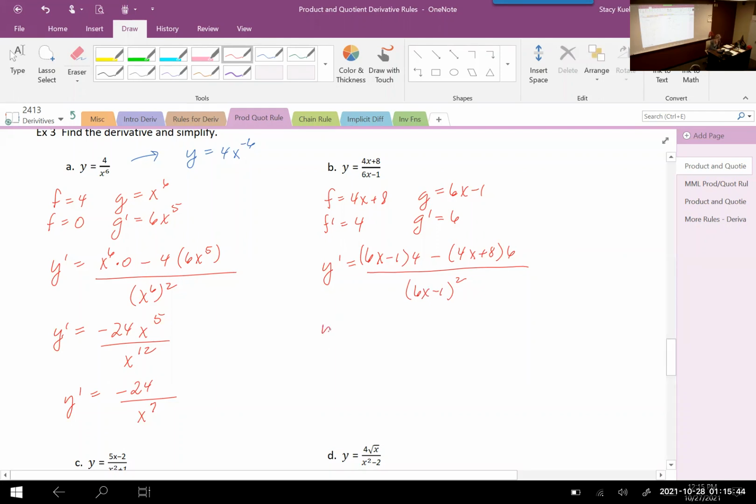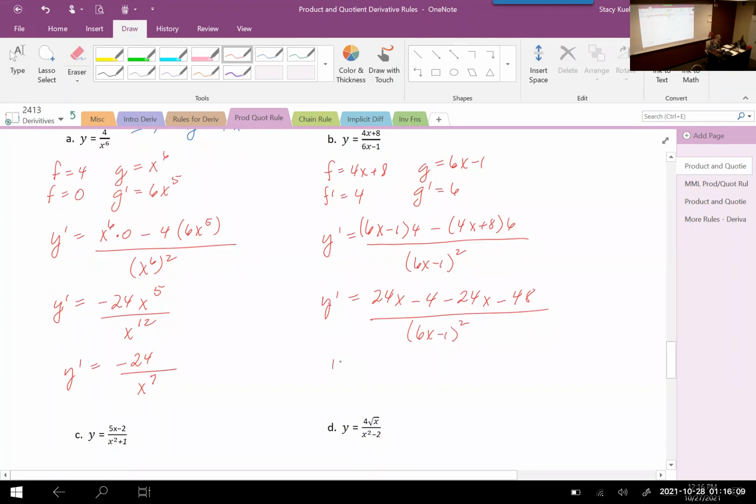Now let's simplify. Y prime is going to be 24x minus 4 minus 24x minus 48. Leave the denominator factored, 6x minus 1 squared. So the numerator just becomes negative 52 over 6x minus 1 squared.